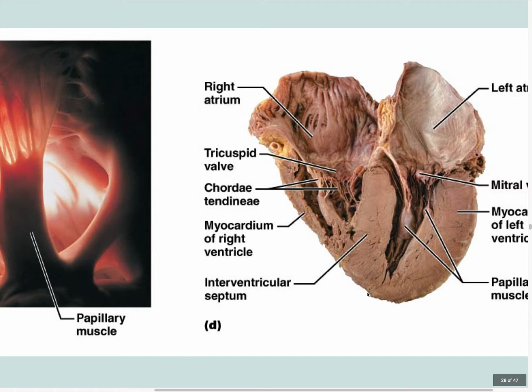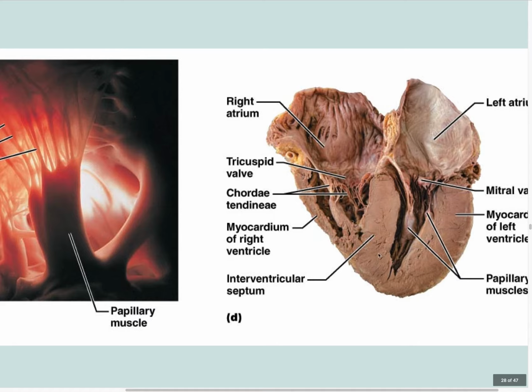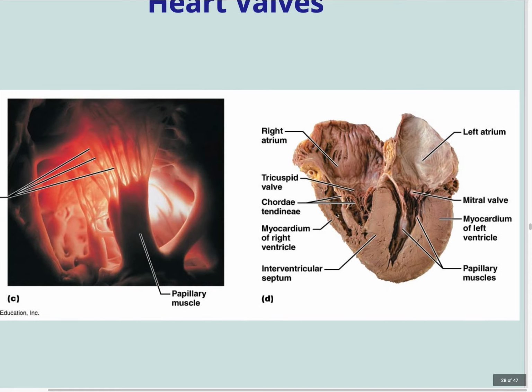It's a longer circuit. And in order to overcome that resistance, this chamber needs to be able to generate a greater amount of pressure than the right ventricle. Your right ventricle is only pumping into the pulmonary circuit, which is the lower pressure system. So there is not as much muscle in its wall because of that.